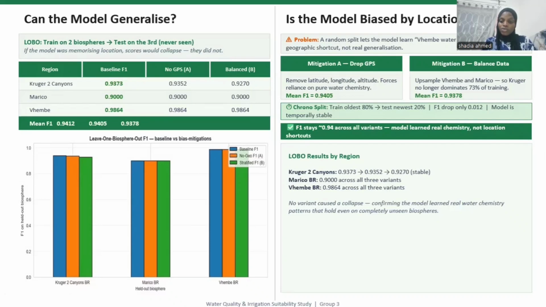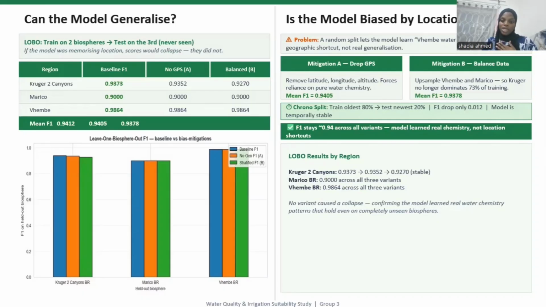And the second mitigation, which was mitigation B, was balancing the training data. Since Kruger contributed most of the samples, we downsampled the larger biosphere to reduce the imbalance, and the mean F1 score remained high at 0.9378. We also performed the chronological split, where we trained on the oldest 80% of the records and then tested on the newest 20% of the records. The F1 score dropped by only 0.012, demonstrating strong temporal stability. And then after that, we see that the model maintained performance across all the tests, showing that it learned the real water chemistry patterns rather than the location shortcuts.